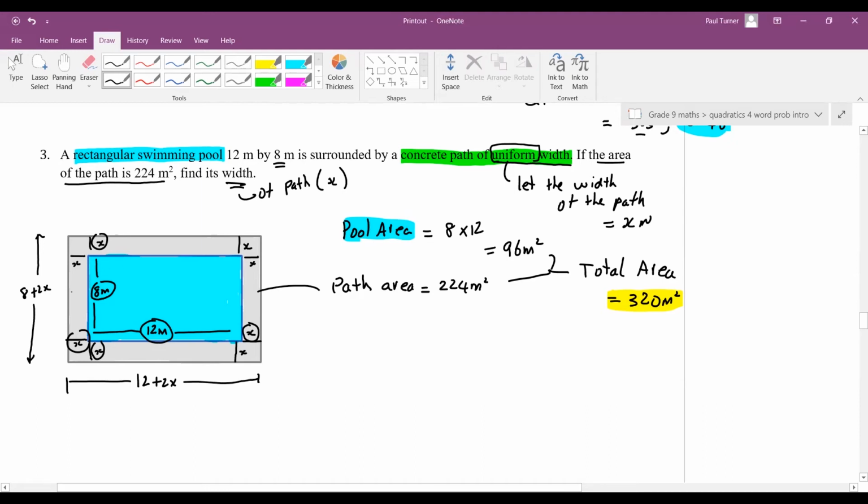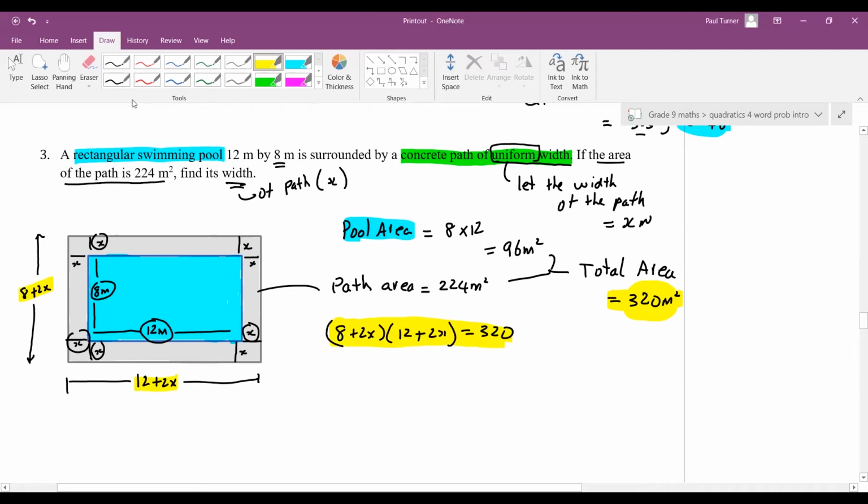Okay. So we're going to need to find x here. Okay. But what you see here, we've got two lengths, 8 plus 2x and 12 plus 2x. Now, if you multiply those, you should get the total area, shouldn't you, of the complete area. So we'll have 8 plus 2x times 12 plus 2x should equal 320. So that's your key step. This is your quadratic equation now. This will be how you find x here.